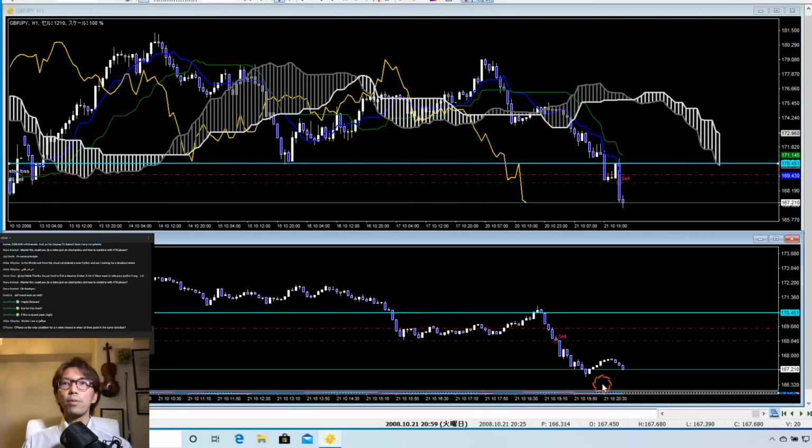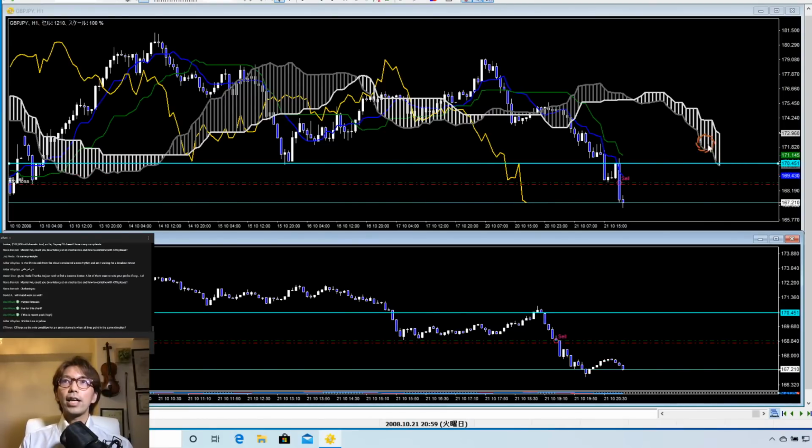Okay, there is a pullback, right? There is a pullback, retracement, and pullback here. So this is exactly when I move the stop loss to break even. Okay, there you go. And now I start to look for another sell chance. As long as they are moving down, I start to look for the sell chance because I'm not risking any money anymore in this case.